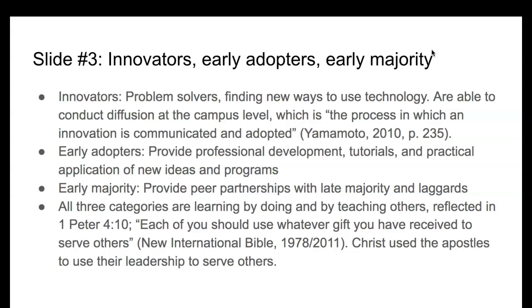According to Yamamoto in 2010 on page 235, the innovators are useful in conducting diffusion at the campus level, which is defined as the process in which an innovation is communicated and adopted. They are able to help determine if the technology resource is worth the time and expense that it takes to adopt it and bring it to the campus level.